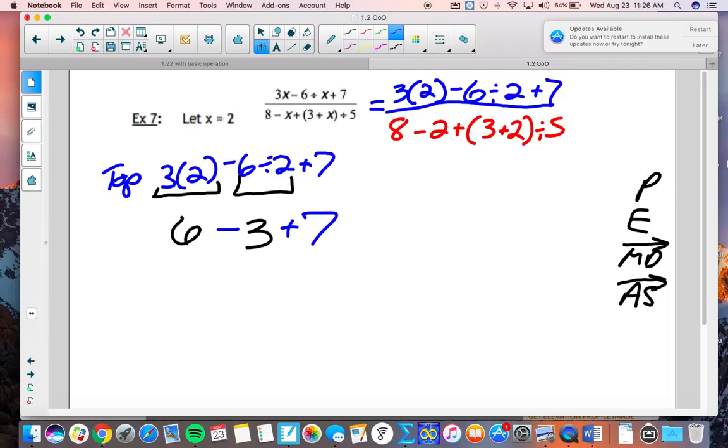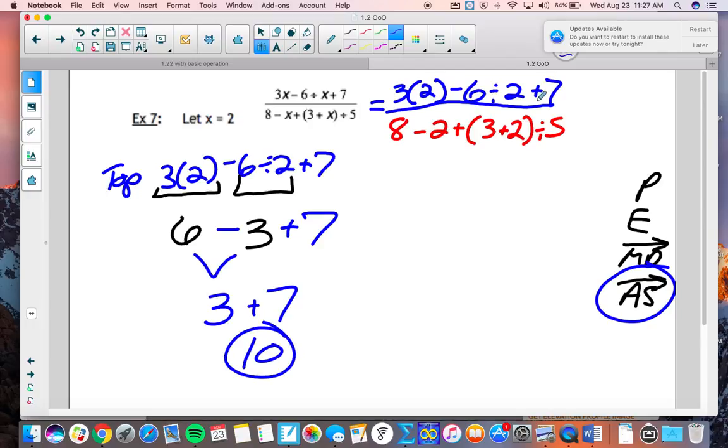So what do I need to do first here? Subtract or add? I need to do whichever operation is on the left. In this problem, the subtraction is on the left, so I need to do this first. And it makes a difference, folks. So 6 minus 3 is 3. Then I add 7 to that, which is 10. So my numerator, my solution to the top, is 10.